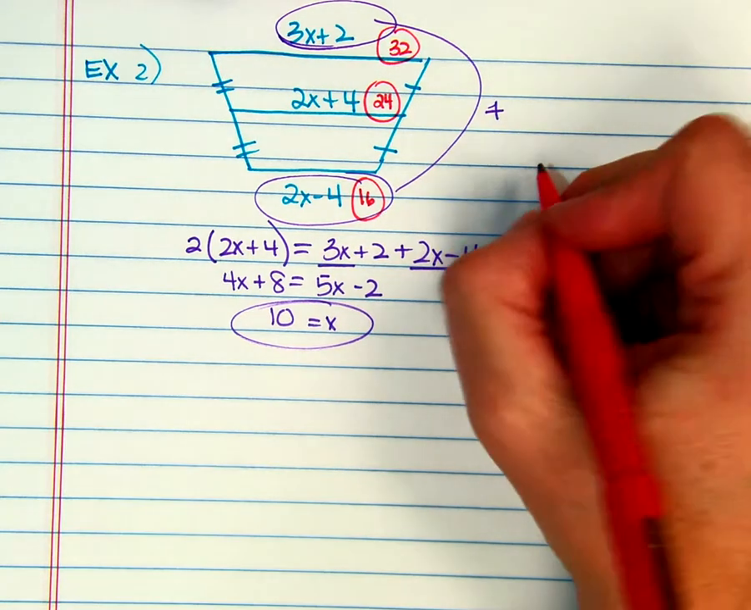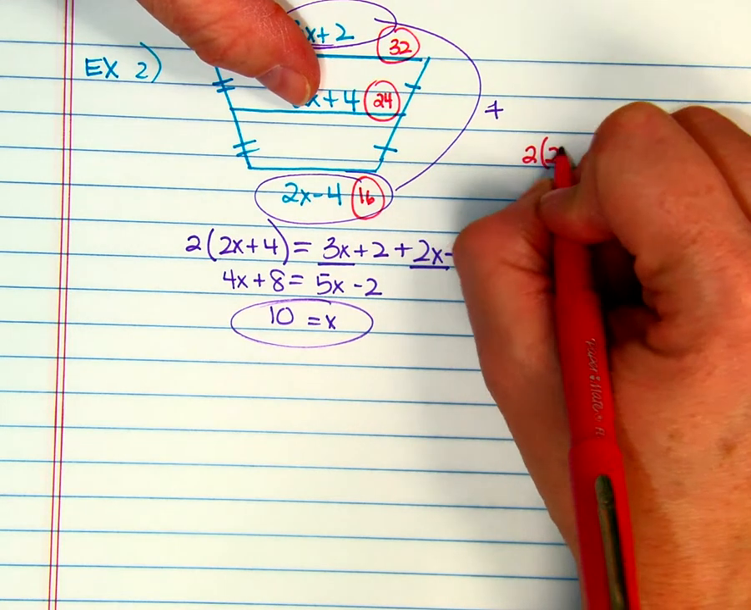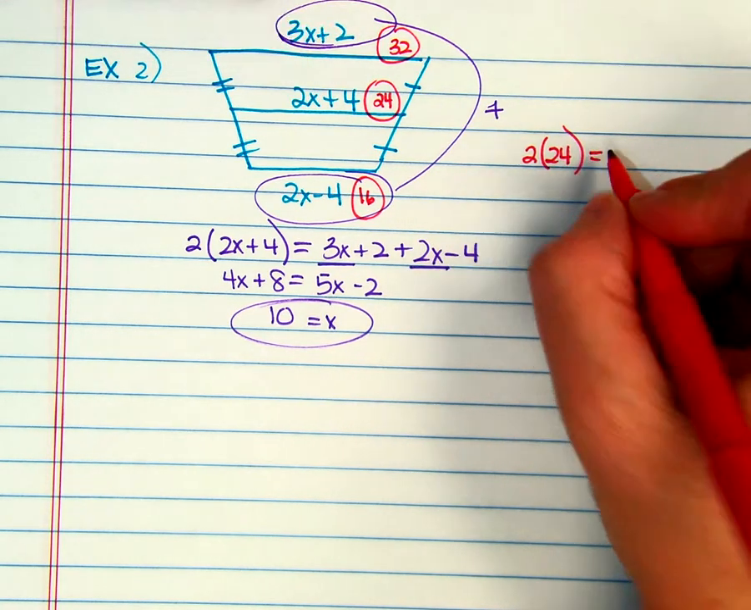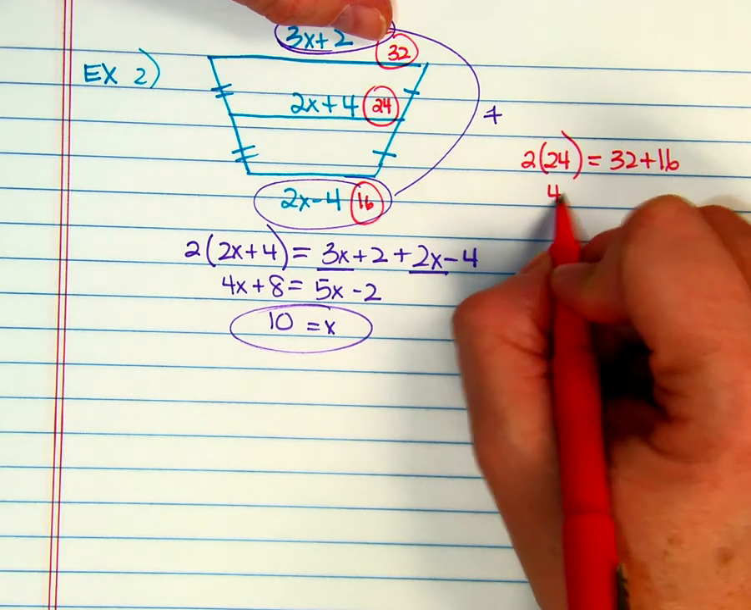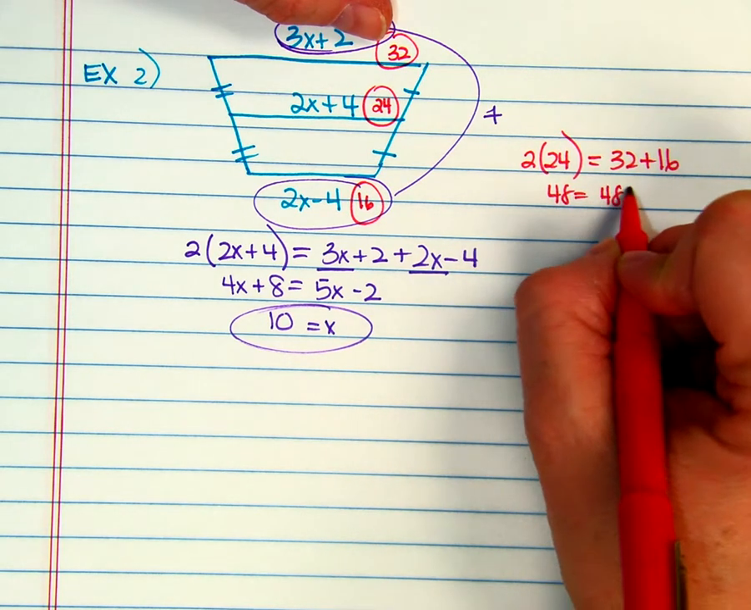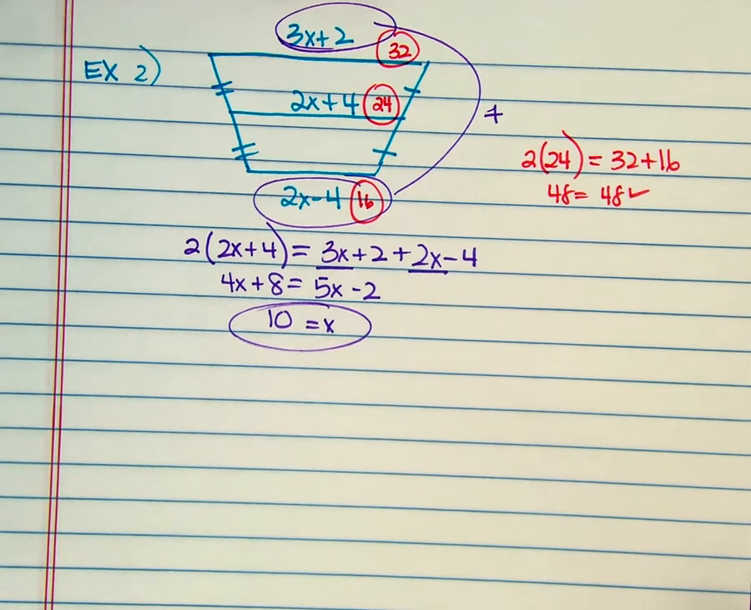I'm going to do the math. So 2 times my midsegment of 24 should equal whatever I get when I add my bases. So 48 equals 48. It checks. So I know x actually equals 10.